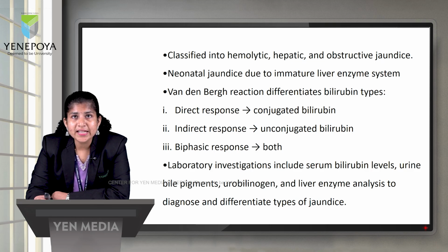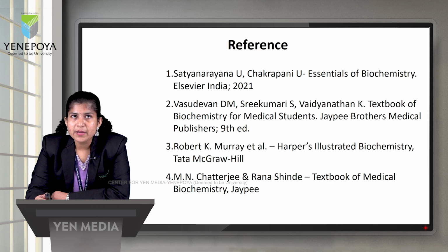Next is the Van den Bergh reaction. It is used for differentiating the bilirubin types. The direct response is seen in case of presence of conjugated bilirubin. The indirect response is seen in case of presence of unconjugated bilirubin, and the biphasic response is seen in case of both. Laboratory investigation also includes serum bilirubin levels, urine bile pigments, urobilinogen and liver enzyme analysis to diagnose and differentiate types of jaundice.